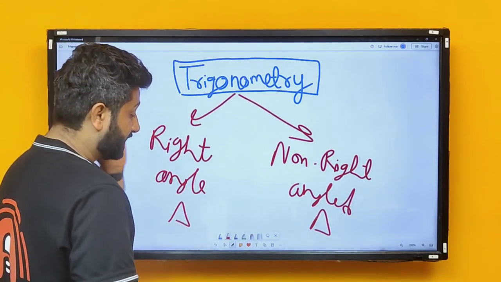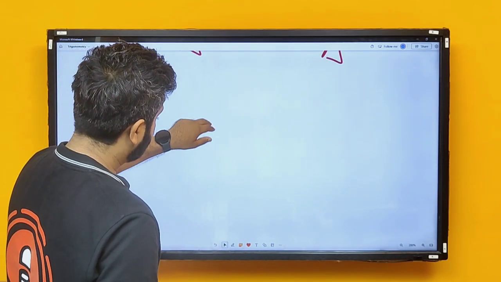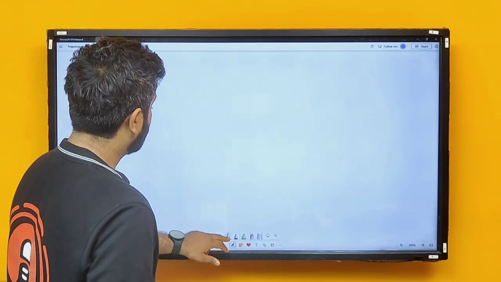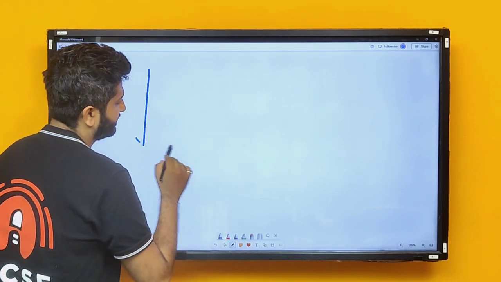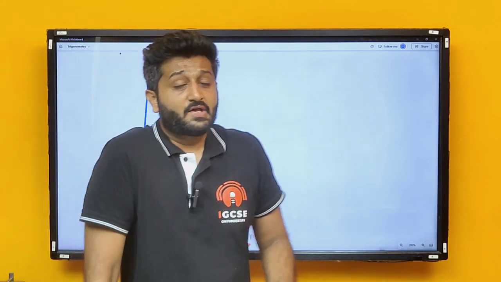Now let us first study the trigonometry of a right angle triangle. What is a right angle triangle? Let me draw a right angle triangle. This is my right angle triangle, where one angle is 90 degrees.